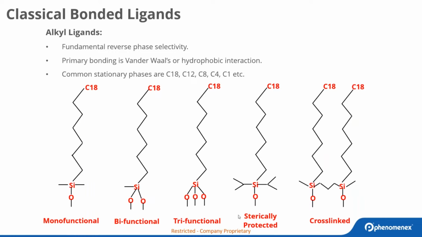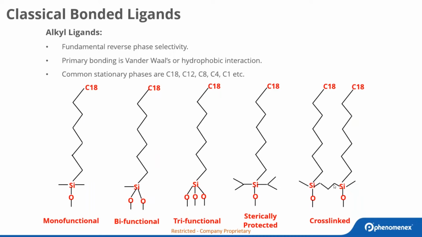Then we also have sterically protected. So this would be sterically protected or bulky silanes, right, where an isopropyl or isobutyl group can hinder the siloxane linkage or bridges from hydrolytic cleavage at lower pHs.